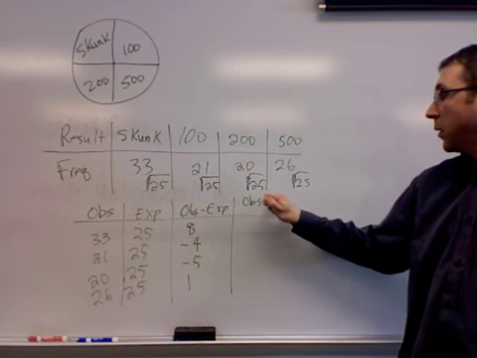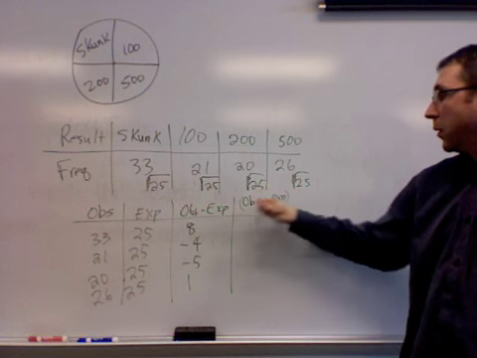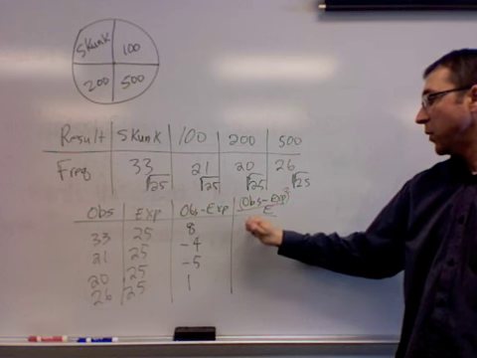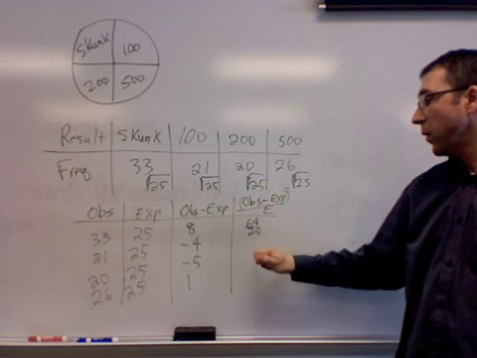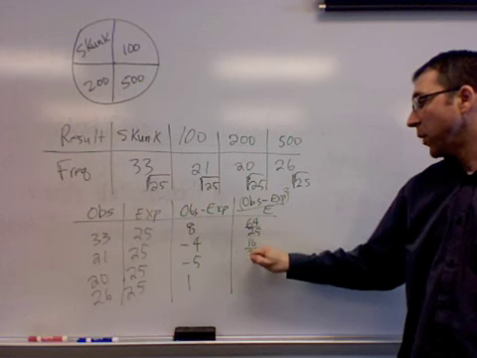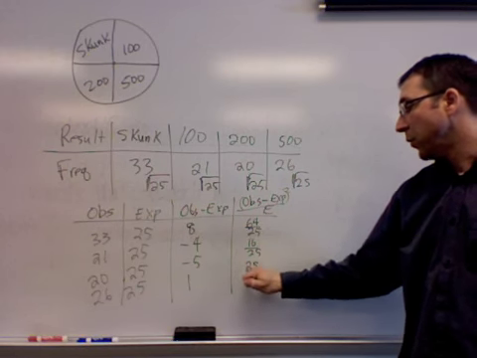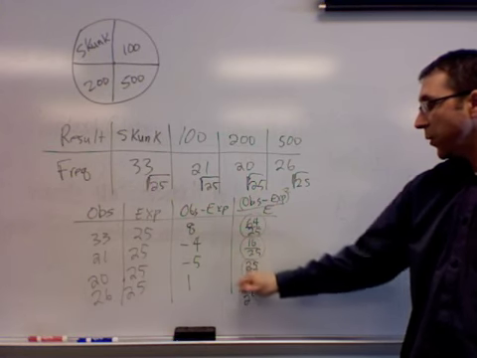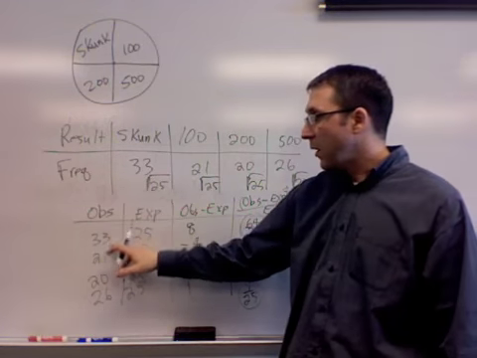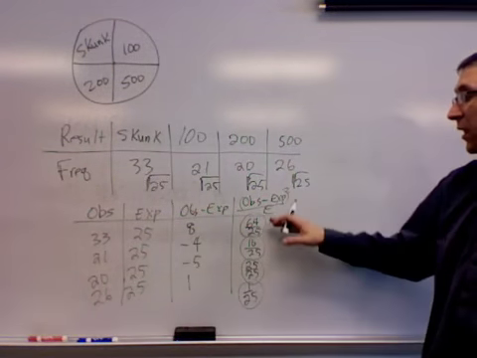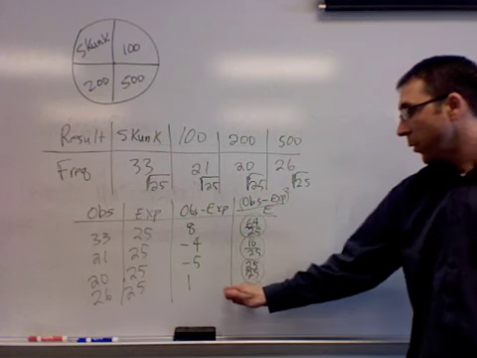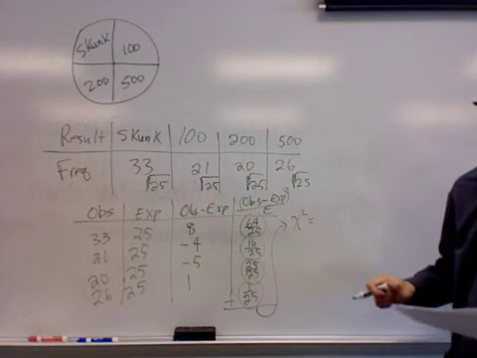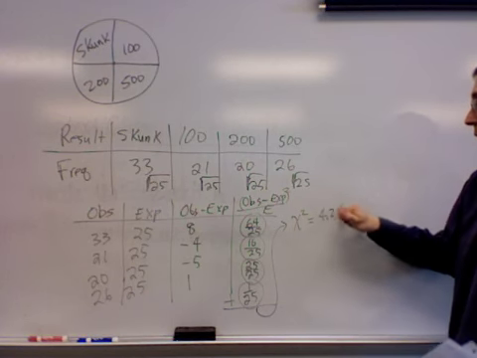When you do that, you get 8 squared, which is 64, divided by 25. You get 16 divided by 25, 25 divided by 25, and 1 divided by 25. Each of these numbers represents the contribution that these observations have made to the entire chi-squared value. When you add those all together, you'll end up getting your chi-squared value, which ends up being 4.24.